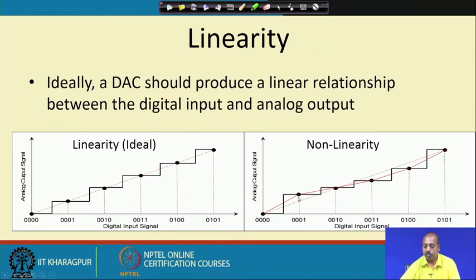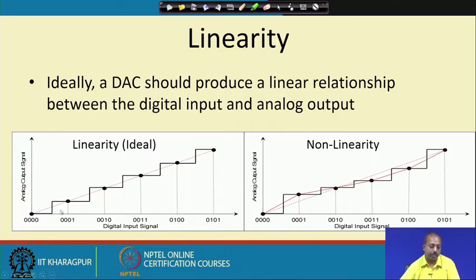On the other hand, we can get a non-linearity. It may so happen that when you change from 0 0 0 0 to 0 0 0 1, the analog voltage increases from this value to this value. Okay. So, it becomes high like this. Then when you change from 0 0 0 1 to 0 0 1 0, the output does not change that much. It increases only by this small step. Similarly, here from 0 0 1 0 to 0 0 1 1, it increases by this much, whereas at a later point it increases at a different rate.